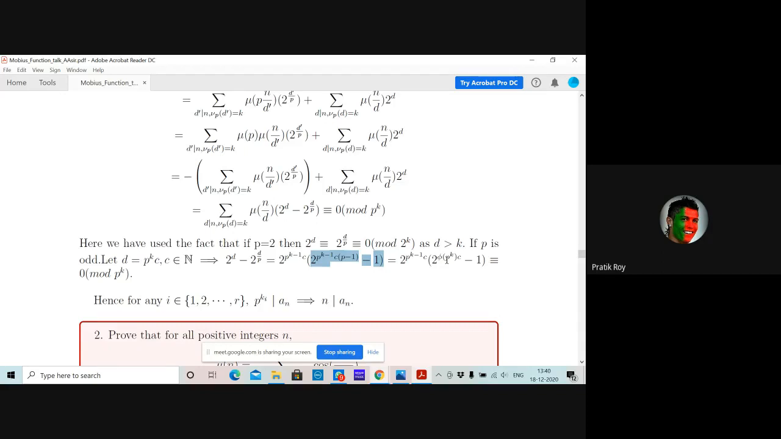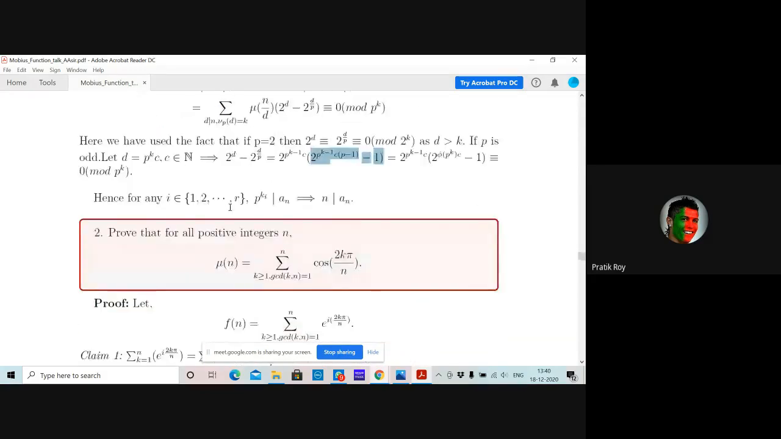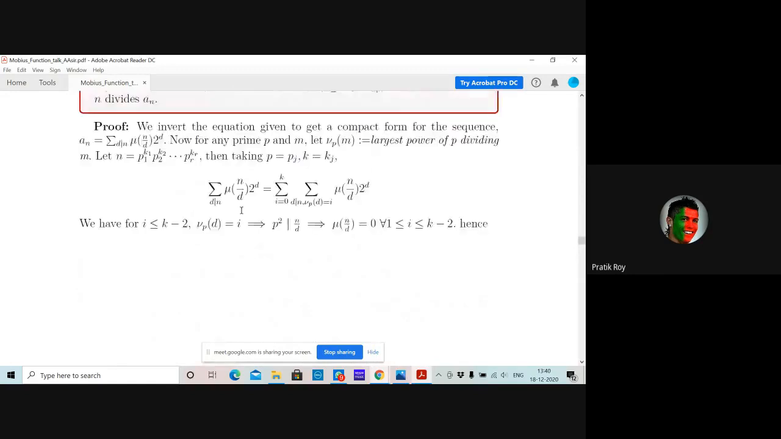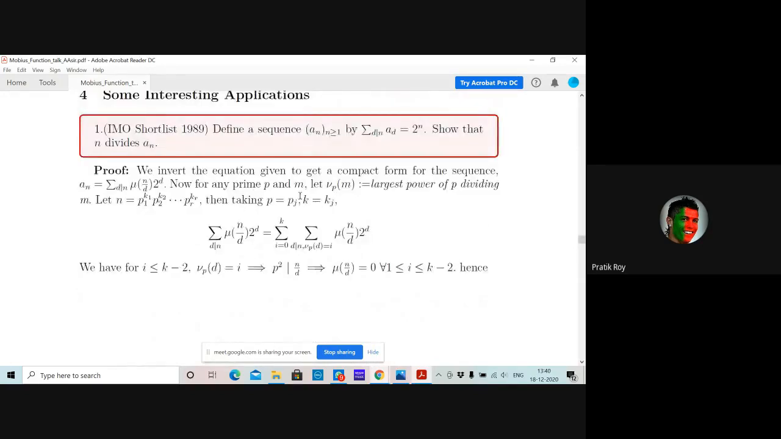And I have thus proved that p to the power k divides this entire sum. And this was true for any pi, because I proved it with a dummy variable, and this dummy variable can take up any pj. So this is true for any pj. So this sum is divisible by any pj to the power kj, and thus it is divisible by n. And this was the representation for an, so n divides an for all n.